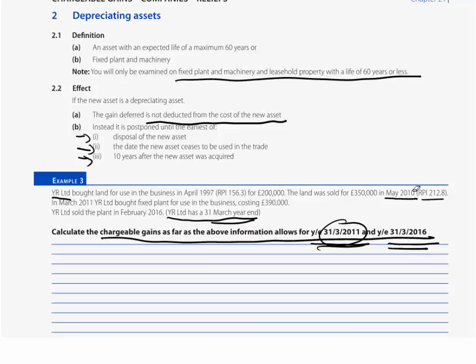but also then give thought, before we join up with the lecture again, to the fact that in March 2011 YR Limited bought fixed plant for use within the business costing £390,000. Remember, we had sold for 350, we are buying for 390, but it's fixed plant that is being acquired. So give some thought therefore as to what would happen there.